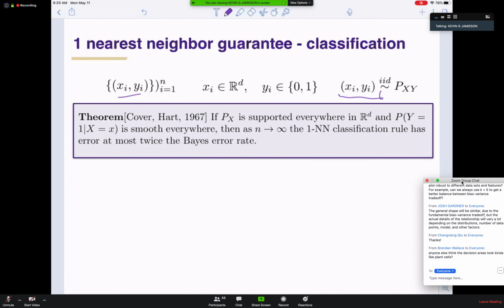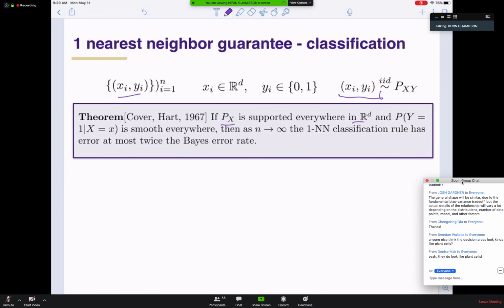So we're in the standard machine learning setup. Then what this theorem says is that suppose that P(x) is supported everywhere in R^d, or analogously, if x has finite support like [0,1]^d, so it's just some hypercube, that's fine too. I just need that the density of x doesn't have holes in it. It's sort of connected, and there are no discrete points that it can be at.